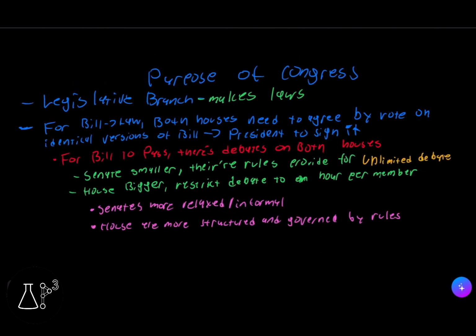Now, the purpose of Congress: well, they're the legislative branch, so their purpose is to make laws. For bills to become laws, both houses need to agree by vote on identical versions of a bill. And after, it's going to be passed on to the President to sign. Now, for a bill to pass, there are debates on both sides, in the Senate and the House. Because the Senate is smaller, the rules provide for unlimited debate. And because the House is bigger, it restricts the debate to an hour per member. The Senate will be more relaxed and informal. The House will be more structured and governed by rules.